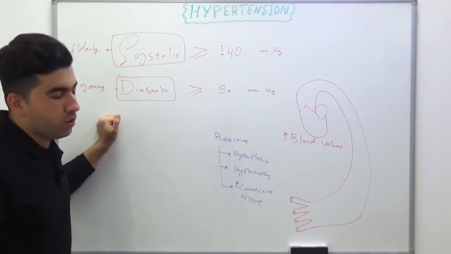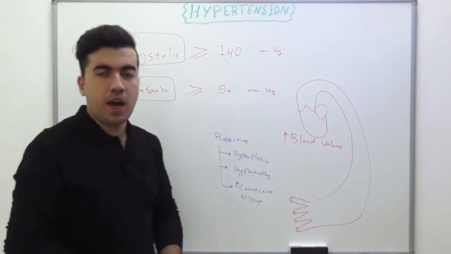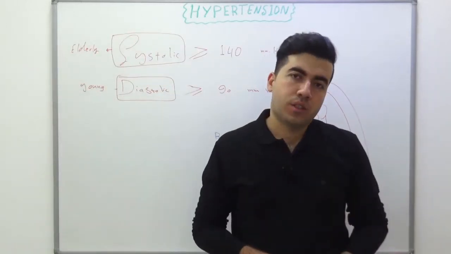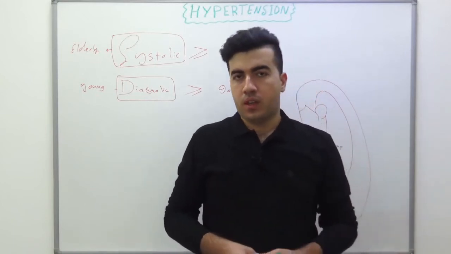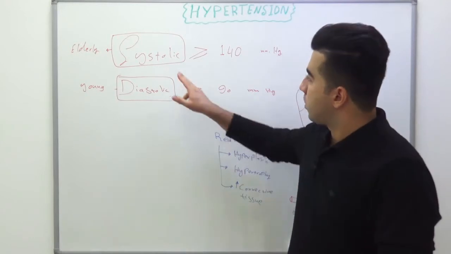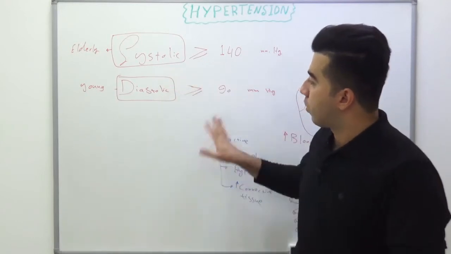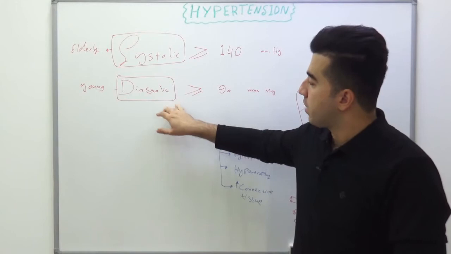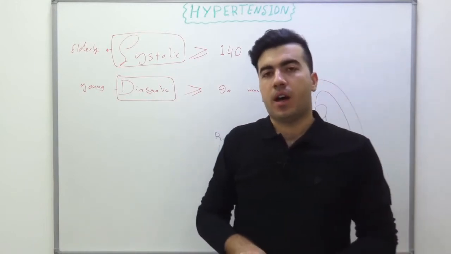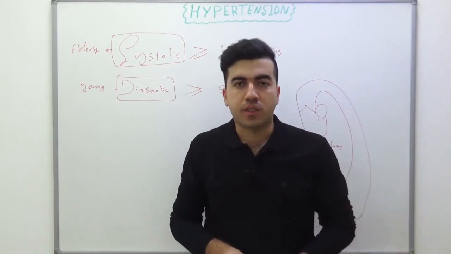A systolic blood pressure higher than 140 or a diastolic blood pressure higher than 90 millimeters of mercury is regarded as hypertension, and anyone with this value or higher is diagnosed with hypertension. Studies have shown that beyond this value, when the systolic blood pressure is equal to or more than 140, or the diastolic blood pressure is equal to or more than 90 millimeters of mercury, the hypertension complications start.